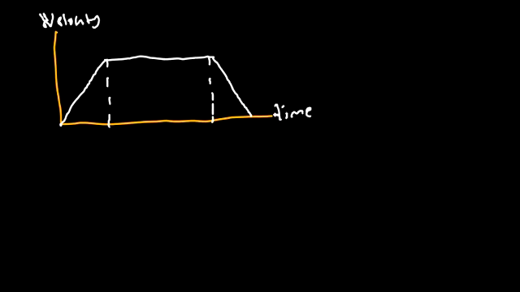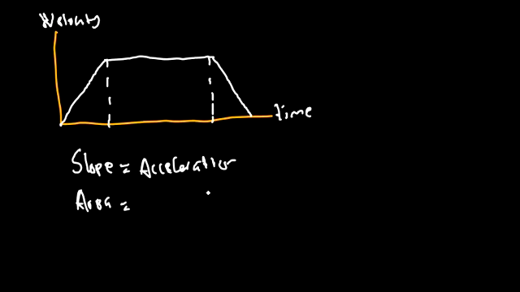Now take note of the points I want to draw out. The slope of a velocity time graph will give us what? Acceleration. The area will give us what? The displacement. Please take note of this. The slope of a velocity time graph will give us the acceleration, while the area of a velocity time graph will give us the displacement.